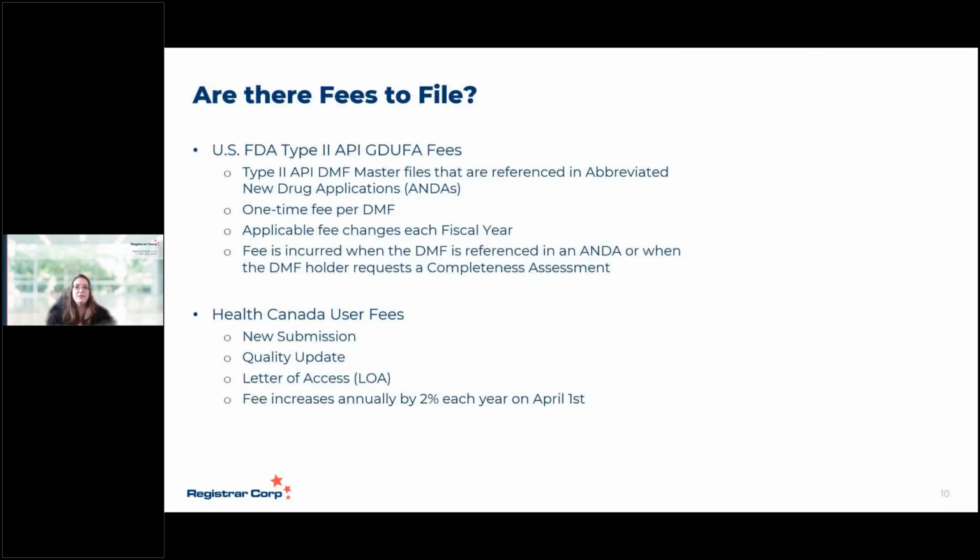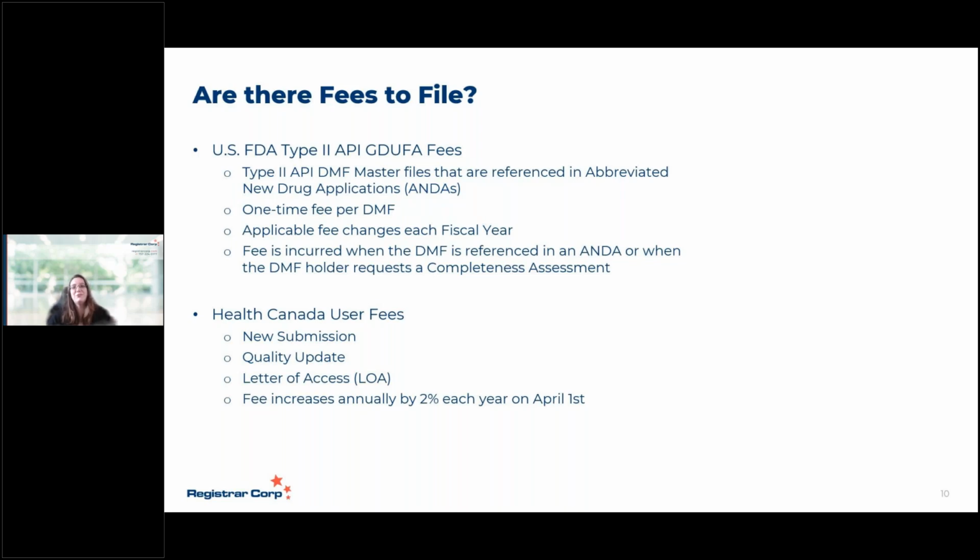So are there fees to file? In most cases, no, but we do have a couple scenarios listed here that we're going to go over. So for US FDA, only type 2 API DMF master files that are referenced in an abbreviated new drug application incur a one-time GDUFA fee for that DMF when a letter of authorization is issued for that DMF. And the fee that the agency may charge, it's different each fiscal year, but it only needs to be paid once for that master file, only one time.